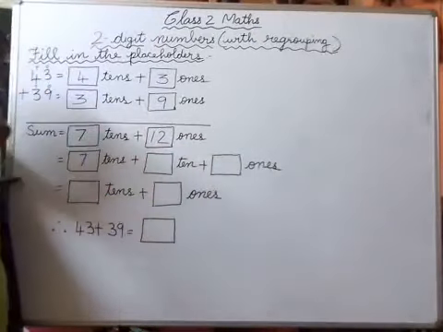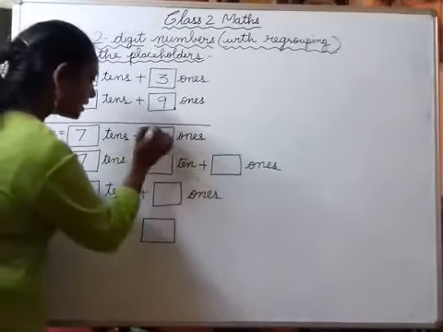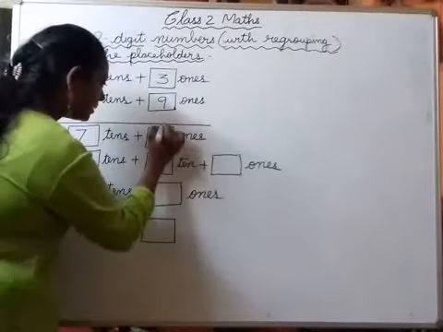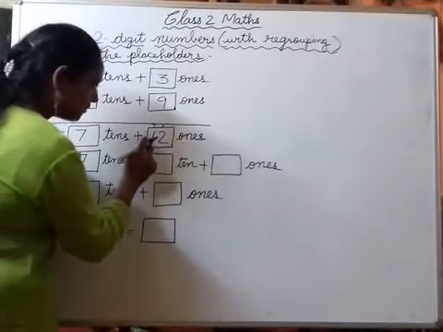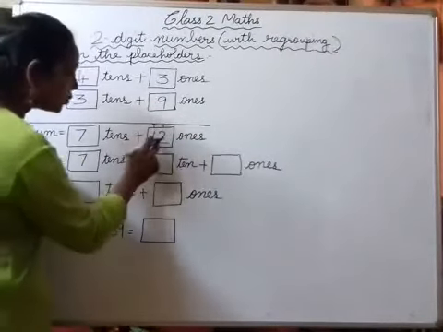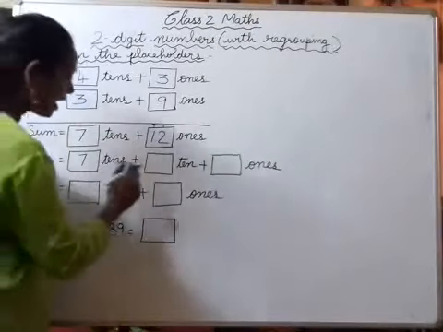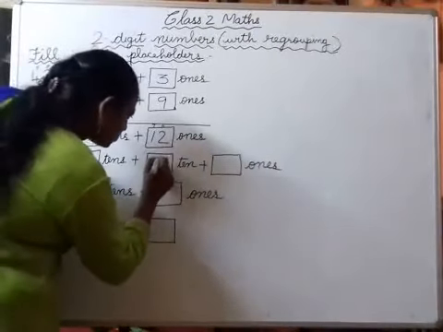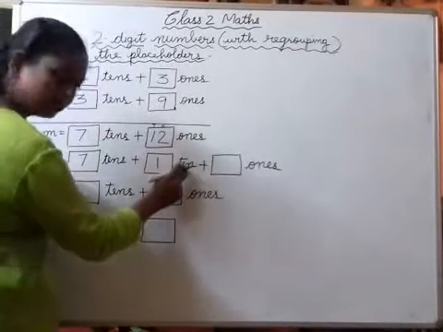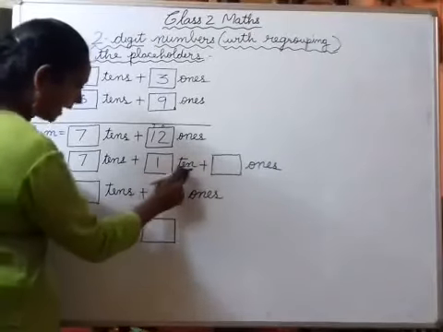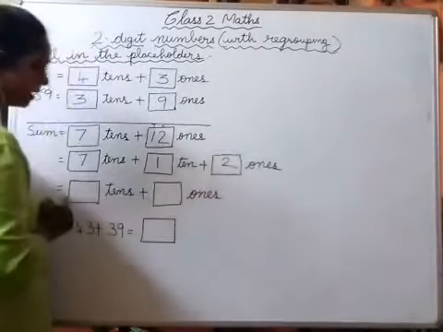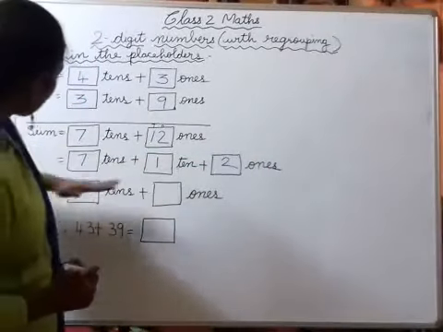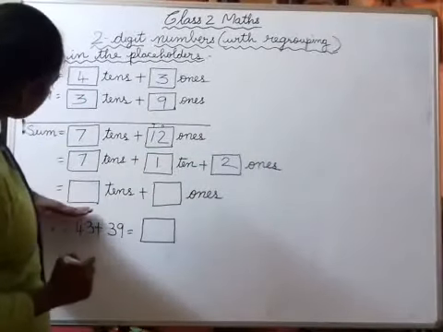12 ones को कैसे expand करेंगे? इसी में ones tens है. So this 1 will go in tens place and 2 will go in ones place. So this 1 will be 10. 1 ten plus 2 ones. Okay, that's all. उसके बाद what is the next step?